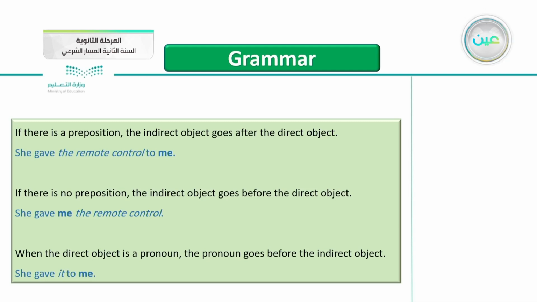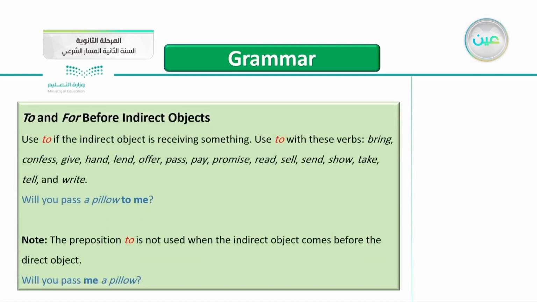Again, pay attention. When the direct object is a pronoun, not a noun, a pronoun, the pronoun goes before the indirect object. Notice the example here. She gave it to me. So "it" here is the direct object. It's a pronoun, regarding the remote control. It to me. So the pronoun goes before the indirect object, which in this sentence is "me".